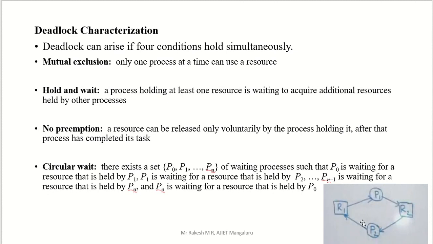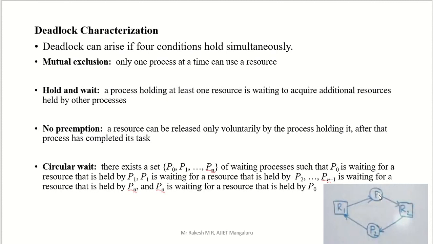I think you can see this diagram here. It is visible. Here we have R1, here we have P1, here we have R2, here we have P2. R1 is assigned to P1. This is the arrow mark. Whenever we have an arrow mark like this, that is already assigned. R1 is assigned to P1. That means we have already given that resource to the P1 process. But this other arrow mark is there. What is that? P1 is requesting R2.